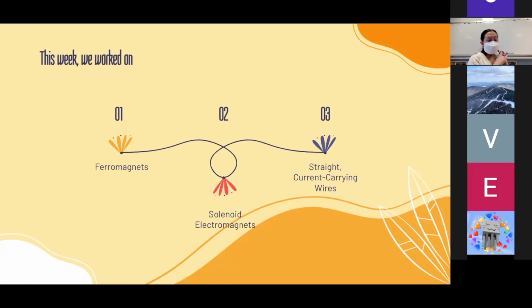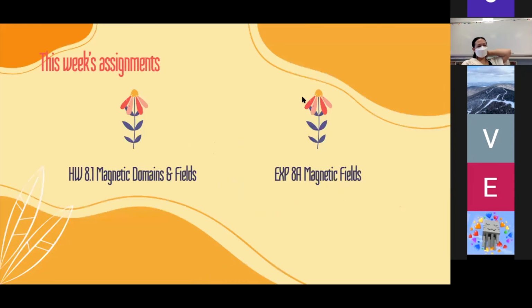And your last type of magnet would just be your straight current carrying wire. The wires in your house do this type of field. The type of field that depends on the current and how far you are from it. For that, we point our thumb in the direction of current and our fingers curl in the direction compasses would line up. So that was the whole thing we did this week.